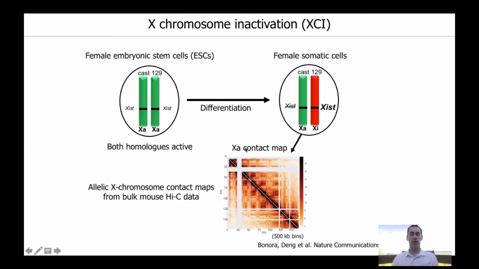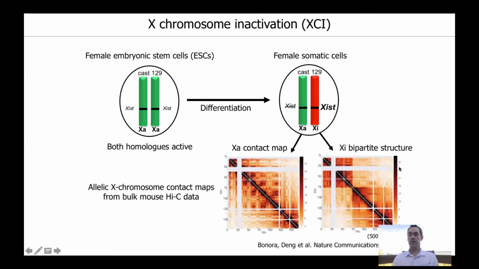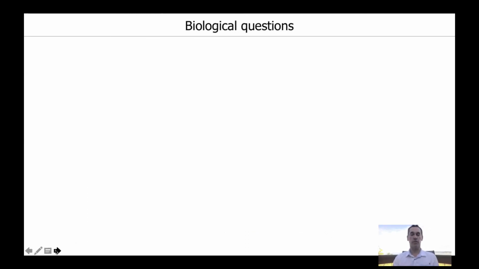And here I'm showing an example of a contact map for the active X chromosome. And you can see structural features that are typical for autosomes. In contrast, the structure of the inactive X has a bipartite nature with 2 superdomains representing regions of preferential interaction. So it has a very distinct structure relative to the active X and autosomes.